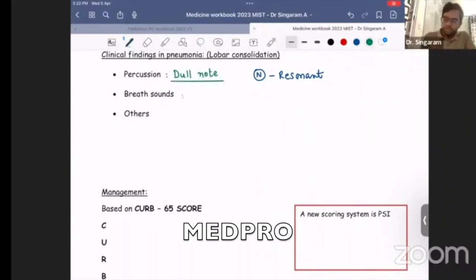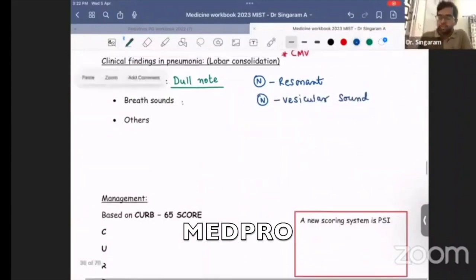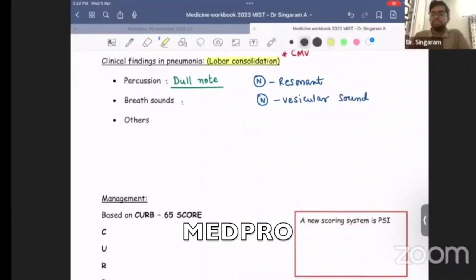Number two, breath sounds. Do you know the normal quality of the breath sound when you auscultate with your stethoscope? It is called vesicular breath sound. Now, what happens in case of pneumonia? I'm not talking about all pneumonias; I'm talking about lobar consolidation cases. Please remember, pus is a better conductor of the air. So you will get a little harsh sound, which we call a bronchial breath sound.